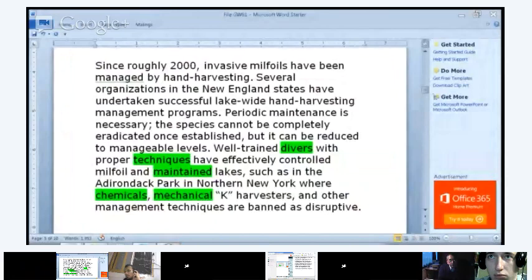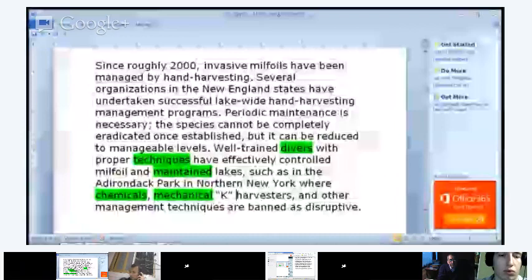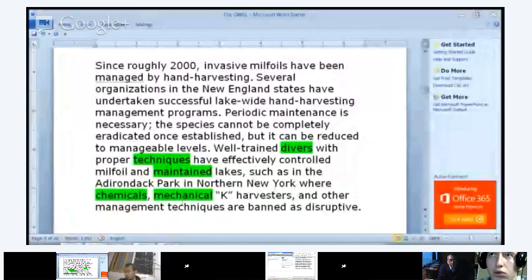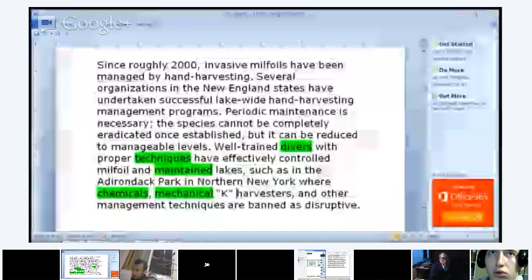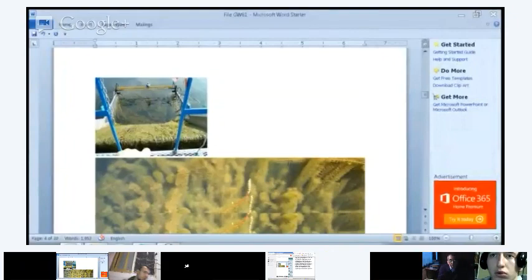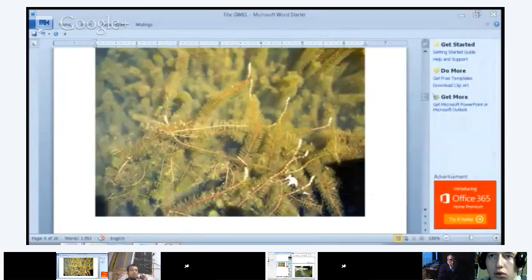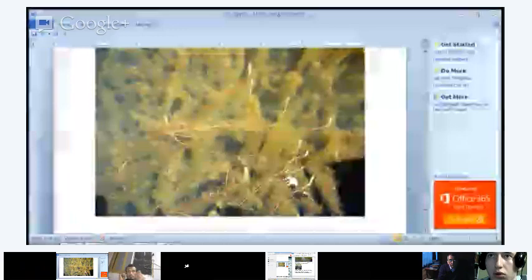Yeah, great. And they're saying that in parks, they don't want to use chemicals or the mechanical techniques. So they use people who are properly trained to go in the water and literally pull the plants out by hand. So you can imagine how expensive that must be. So, again, another invasive species that has no natural predators, nothing eats it, and so it grows out of control and takes over the environment.